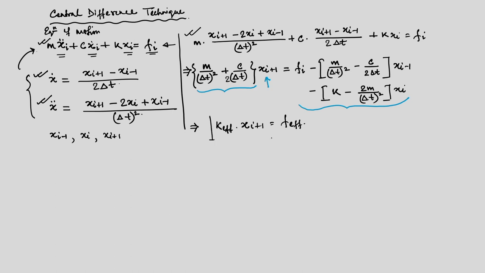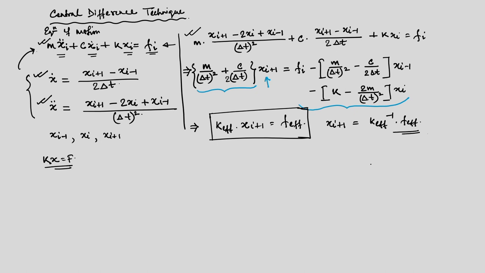So, this is a very compact form, because in the static case we have kx equal to f. We now have this simple equation, which is a static equivalent of this dynamic equilibrium equation. The only unknown is xi plus 1, so we can easily find it. This will be nothing but k effective inverse f effective. So, that is our xi plus 1.